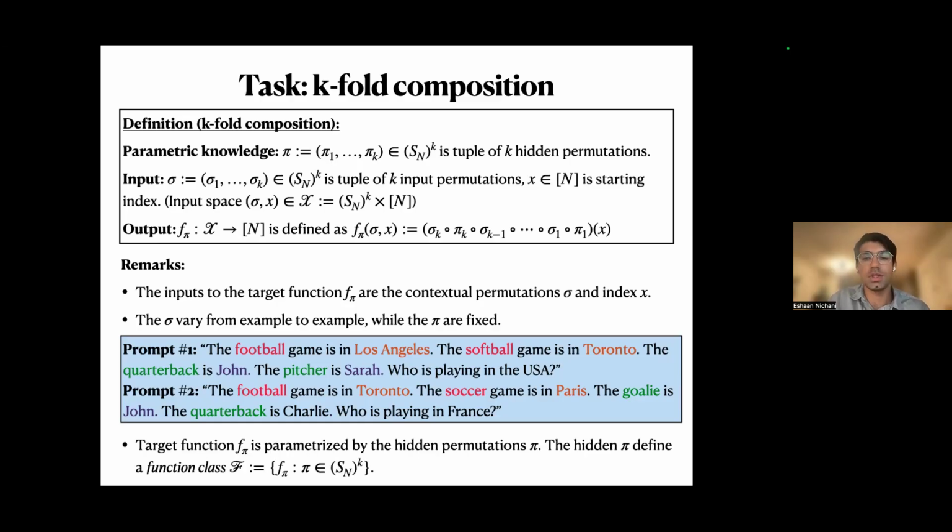Moreover, we note that the target function f sub pi is parametrized by the hidden permutations pi. So considering all different values of pi, the hidden pi thus give us a function class script F. As we will see later, we can really consider the learning problem of learning this function f sub pi, or equivalently learning the hidden pi, from samples that look of the form prompt 1 or prompt 2.